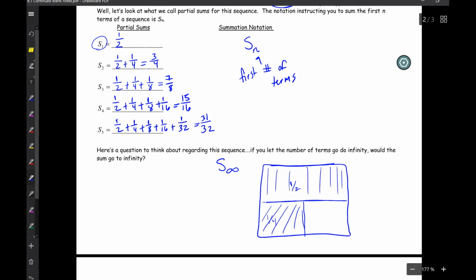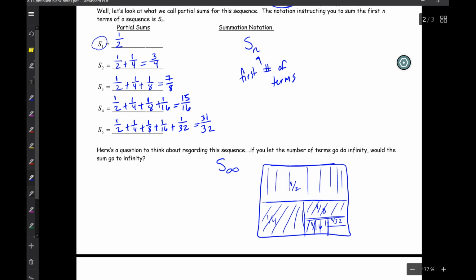And now if I add an eighth to it, how much of this part would be an eighth of the whole? Half of it would be an eighth. So that's the summation of 3. That's the first 3 terms. If I add a 16th to it, what would I do to this box? Half it. Now if I add a 1/32 or a 32nd of it, what would I do to this box? Half it, so that's 1/32.